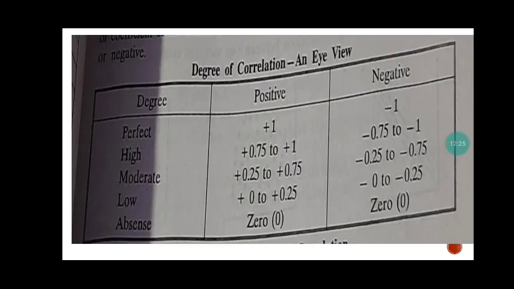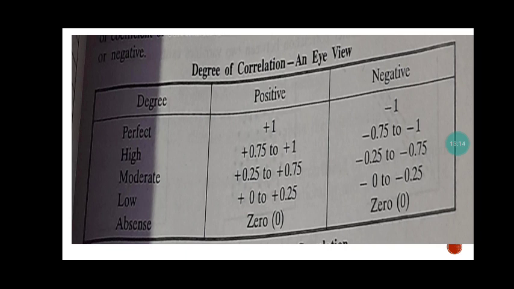So in a nutshell, if the value of coefficient of correlation is +1, we will say there is perfect positive correlation. If the coefficient of correlation is -1, we will say there is perfect negative correlation. In case of high correlation, if the variables are positive, there is a highly positive relationship between the two variables, so the coefficient would lie between +0.75 to +1. And if there is a high negative correlation between the two variables, the coefficient would lie between -0.75 to -1.